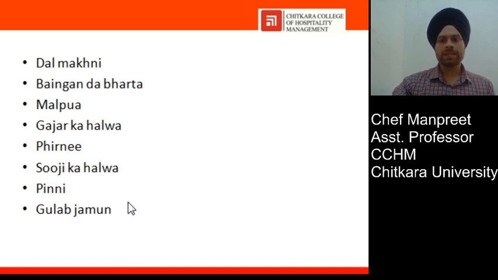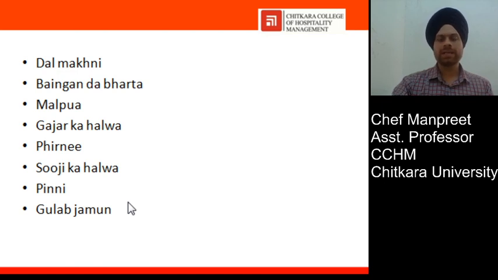Gajar ka halwa, yes, gajar ka halwa is an all-time favorite for all people, and it is prepared with carrots. Carrots should be peeled and grated and cooked along with some dry fruits, milk and some solidified khoya. Firni is a dish prepared with milk, in which we put some rice flour and cook on a simmering flame till it turns thick in consistency.